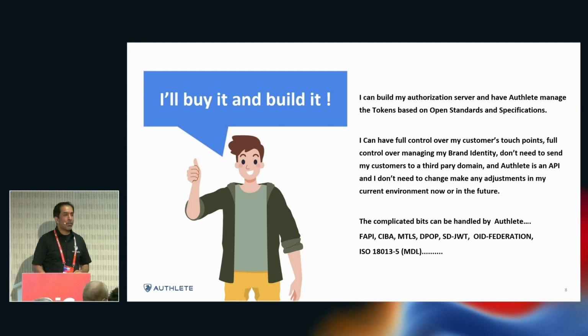And think about this. A lot of people might say, no, I'll build it myself. But when you build it yourself, do you really have developers and experts who know about FAPI? You must have heard about FAPI or CIBA, mTLS, DPoP, SD-JWT, OpenID Federation, and so many of the other standards that are beginning to become more and more important while you build your own authorization server. And so with Authlete, you buy the components, you build the authorization server yourself, and you offload all of these complicated and difficult bits to Authlete, who would then instruct your server in how to manage your tokens based on these open standards.